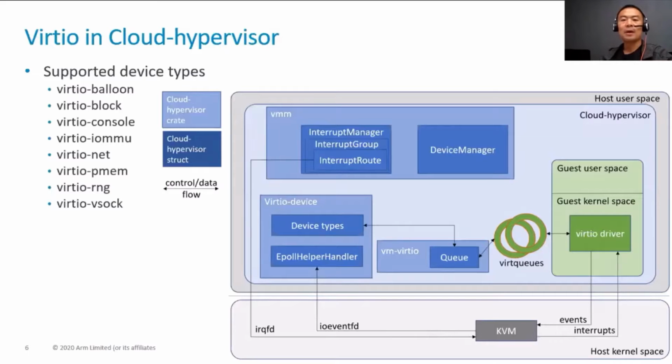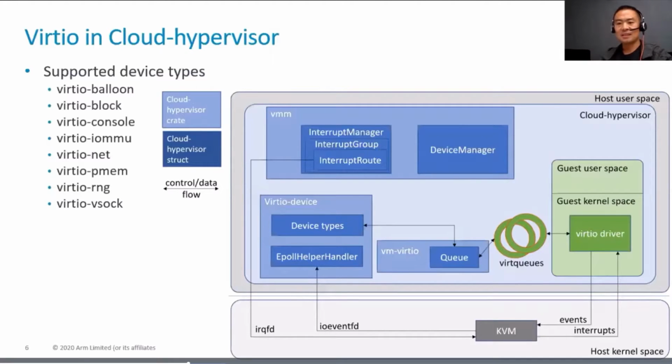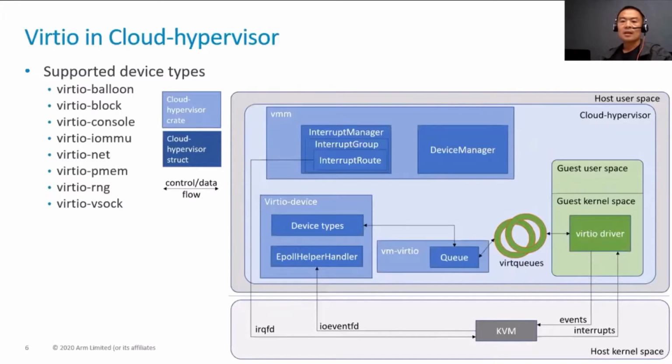VirtIO is the major type of CloudHypervisor devices. So far, it has supported many VirtIO types, including VirtIO block, balloon, console, IOMMU, networking, persistent memory, random number generator, and VSOCK. Some kinds of vhost-user devices are available as well.